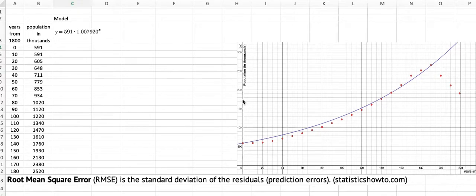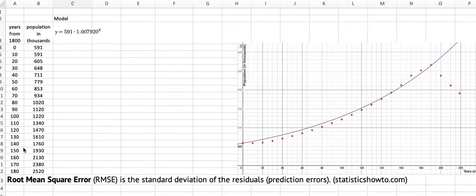Hello, hello. So today we are going to learn how to find the RMSE, the root mean square error, using Excel. And remember, the RMSE gives you a rough idea about how well your model fits your raw data. The formal definition is that it's the standard deviation of the residuals. Residuals are the difference between the forecasted values and the actual values.